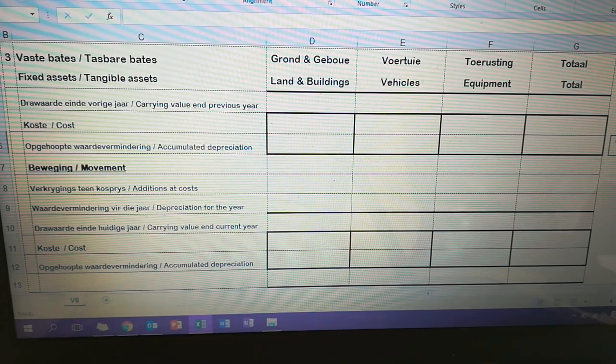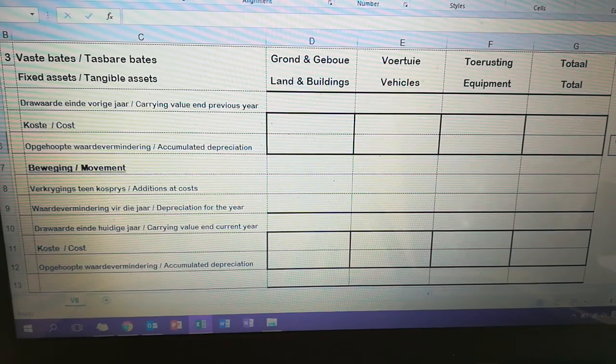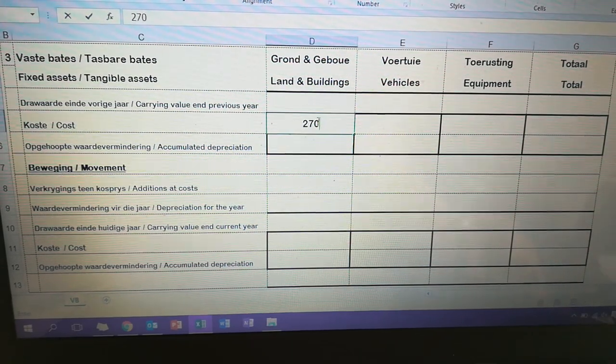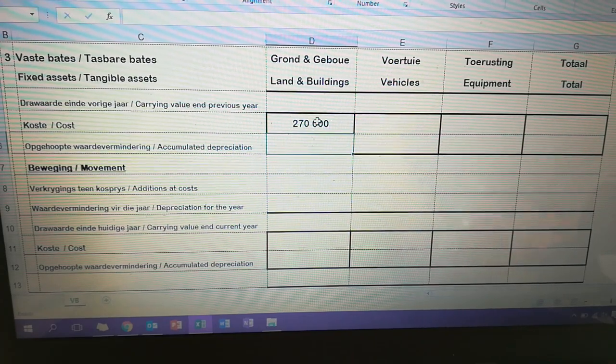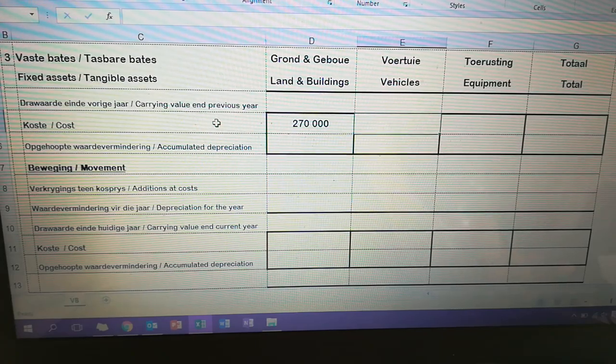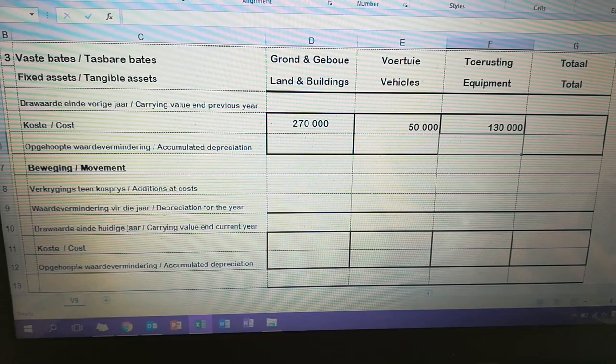And that is how much my product is worth, or how much my land, my vehicles or my equipment are worth. Alright, so I'm just going to do a basic fixed asset note and show you how to do this. Say for example, they tell us that the cost price for my land and buildings is 270,000 rand. So that I will write there in cost price. Then they tell us that our vehicles is 50,000 and our equipment is 130,000 rand. Don't worry about the total column, that is just each row we will add up to the total column.